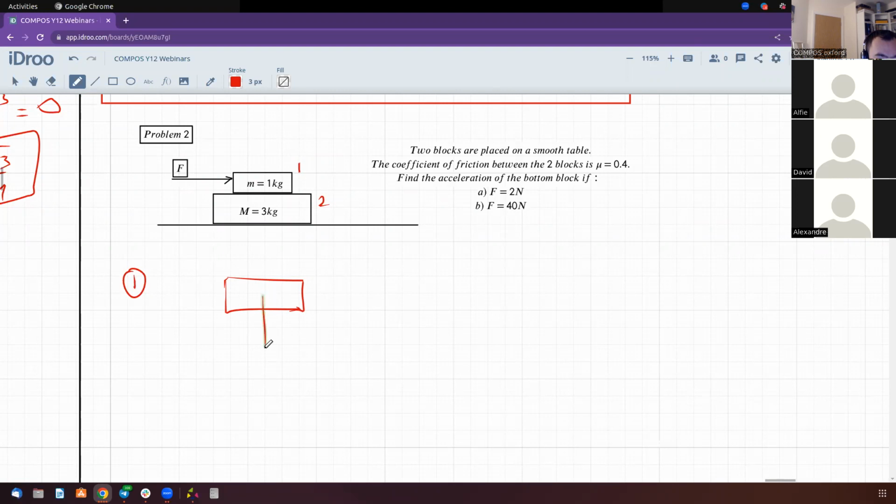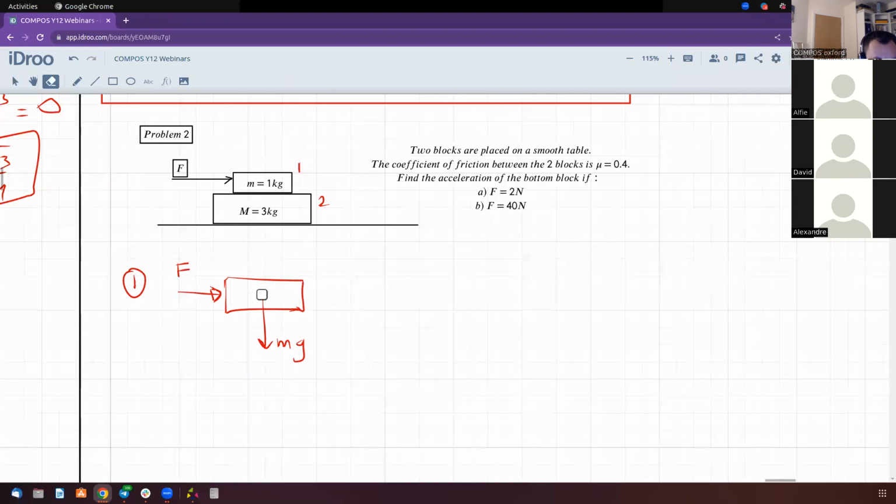So we have the mg, we have the normal reaction, and we have a horizontal force, F. Is there any other force on the first block? Friction. Yes, there is friction, and is friction left or right? Friction to the left. Well done.